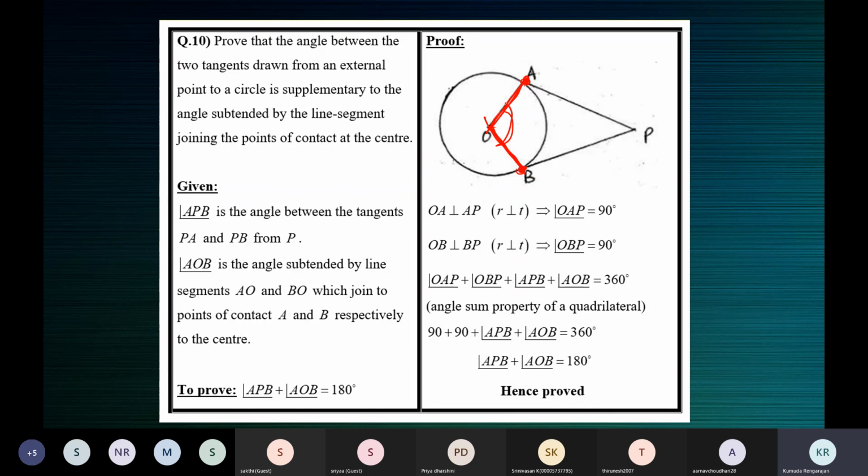This is the angle between these two line segments. So this is one of the two angles. And the other angle is this angle, that is the angle between the two tangents. You must prove that these two are supplementary. Yeah, the proof is easy, children. Take a screenshot.